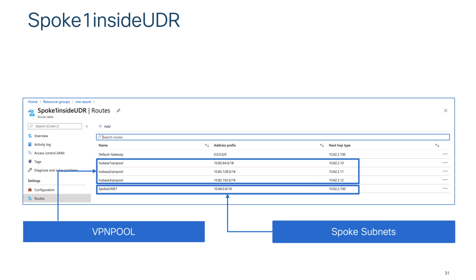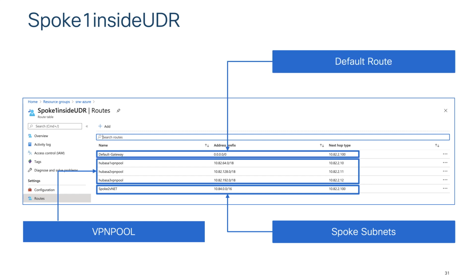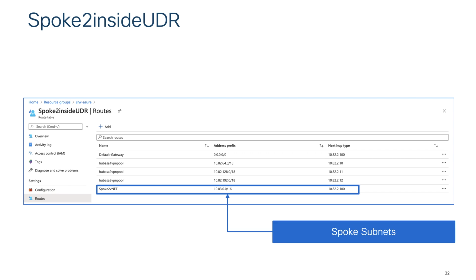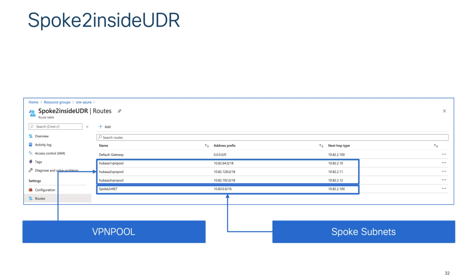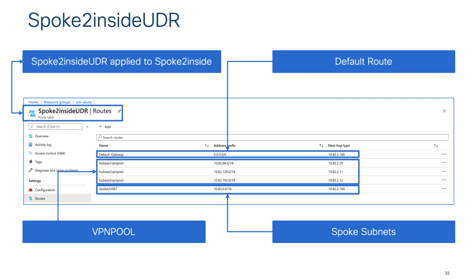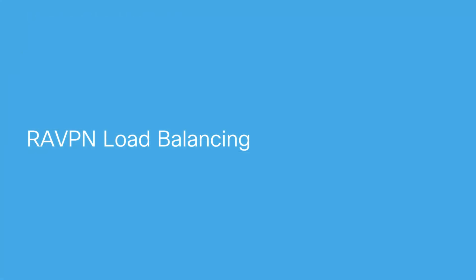Again, in the spoke 1 inside UDR, I have routes for my VPN pools, and then I have a default route as well for internet connectivity, and this route table is applied to spoke 1. Same route table for spoke 2 as well: the VPN spoke 1 route and default route attached to the spoke 2 inside subnet.